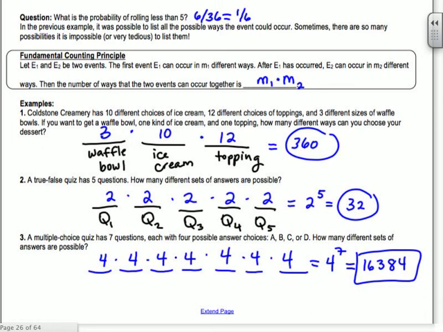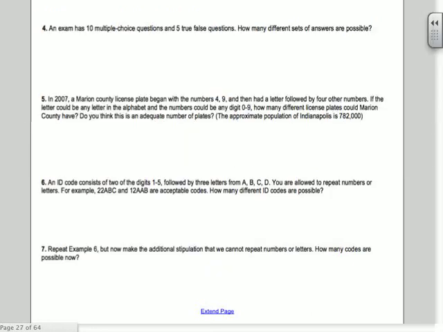All right, number 4. An exam has 10 multiple choice questions and 5 true-false questions. How many different sets of answers are possible? Okay, so think about your blanks. If you had 10 multiple choice questions, you'd have 10 blanks to start out with. And let's say they're A, B, C, and D again. Forgot to say that. And 5 true-false questions.